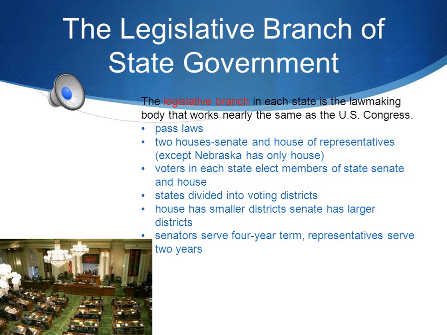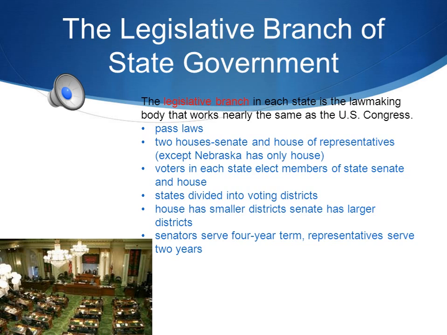Nebraska happens to be the only state that only has a House of Representatives, so that's unusual. And voters in each state elect members, so we get to vote for who they are, and it's in districts, so you vote for the person in your district, right? So you're not voting for all the representatives, you're voting for the one that's representing your district. And it's divided according to population.